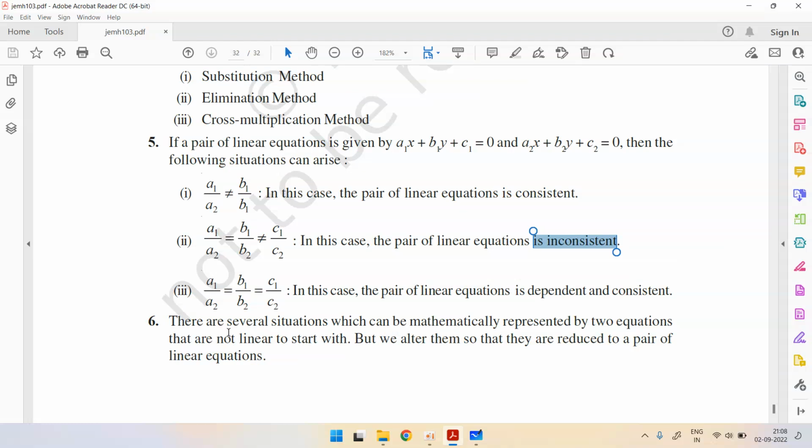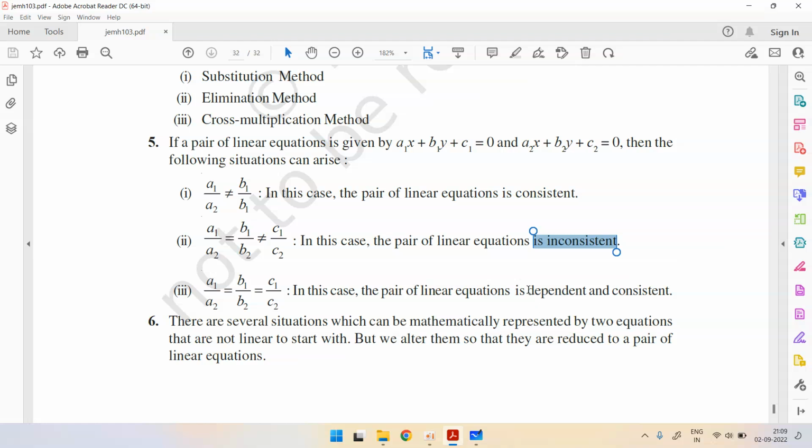Now, there are several situations where the problems are mathematically represented by equations that are not linear to start with, but we alter them to reduce them into a pair of linear equations. That is 1 by x and 1 by y. I have shown this earlier: 1 by x I have taken to be u, and 1 by y I have taken to be v, and you have reduced this into a linear equation.